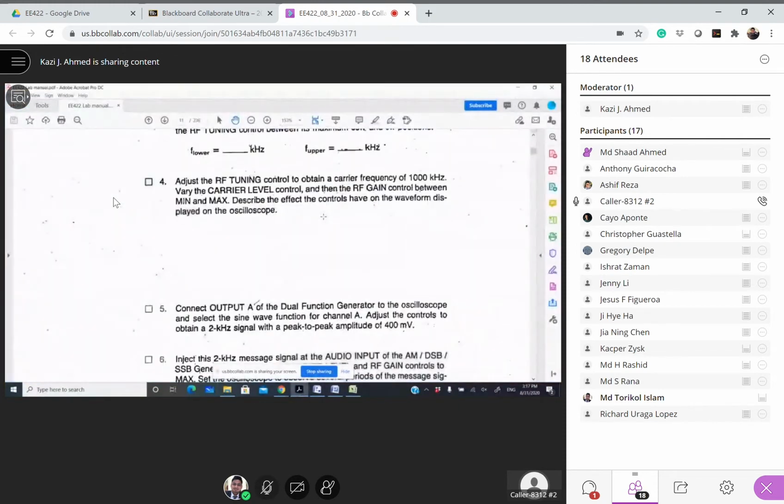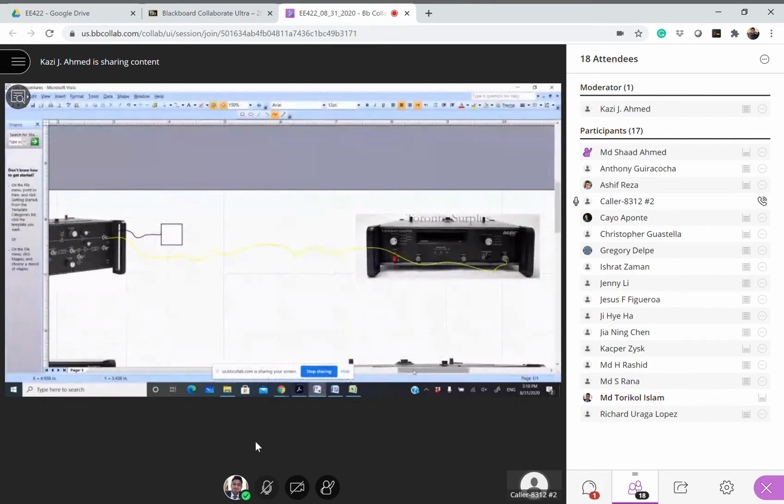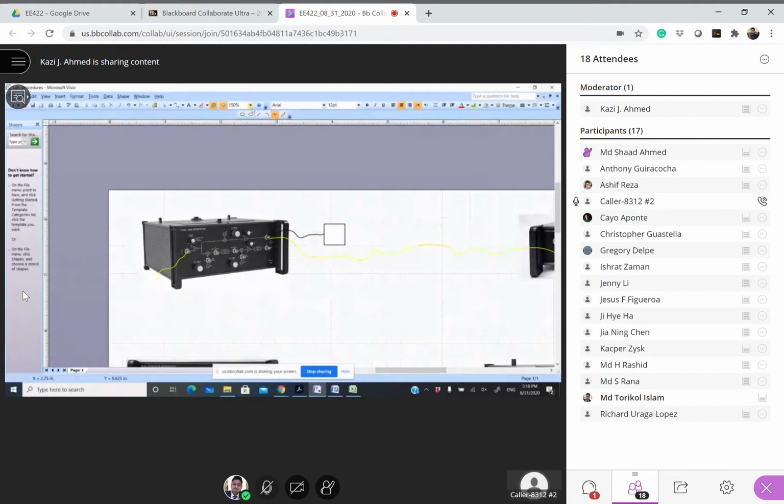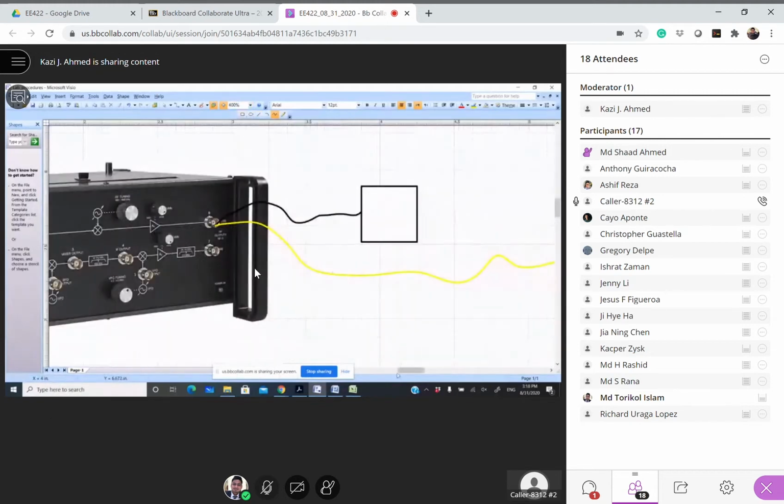Now describe the effect. Next, vary the carrier level control and the RF gain control between minimum and maximum. Describe the effect the controls have on the waveform displayed on the oscilloscope. So now you fix the frequency to 1 megahertz. Now you know how the frequency is changing. Using the RF tuning knob, you can change the frequency.